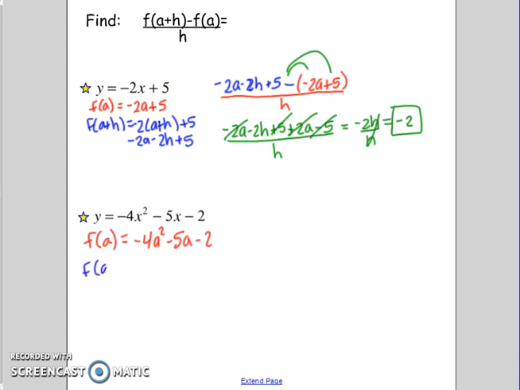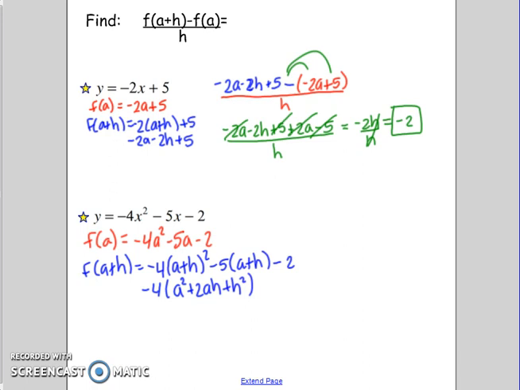And then f of a plus h, we're going to have negative 4 times a plus h squared minus 5 times a plus h minus 2. The a plus h squared, we want to make sure that we FOIL that. So we're going to have negative 4 times a squared plus 2ah plus h squared. I'll distribute that in a minute. Okay, we want to distribute everything.